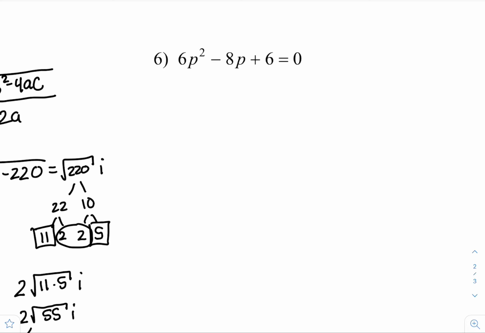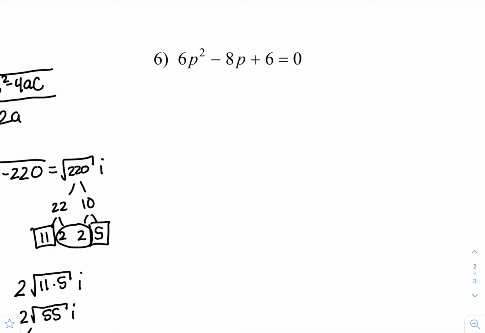Okay, so we know a is equal to 6, b is negative 8, c is 6. Now we just substitute it into the formula. So x is equal to negative of negative b plus or minus the square root of negative 8 squared minus 4 times a times c, all over 2a, which is 2 times 6.